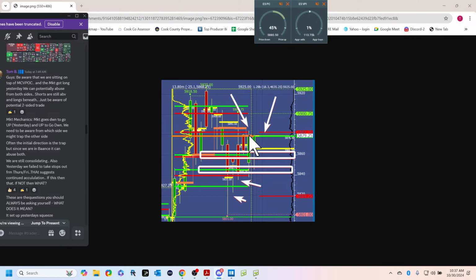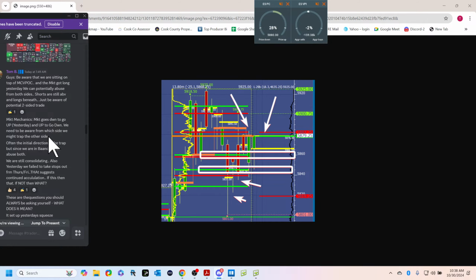What do we do today? Now we have longs in the market. What do? We open lower. We take out the longs. Now what are we doing? We're taking out the shorts. That's called market mechanics. Market goes down to go up. That was yesterday. Down to go up. And then up to go down.